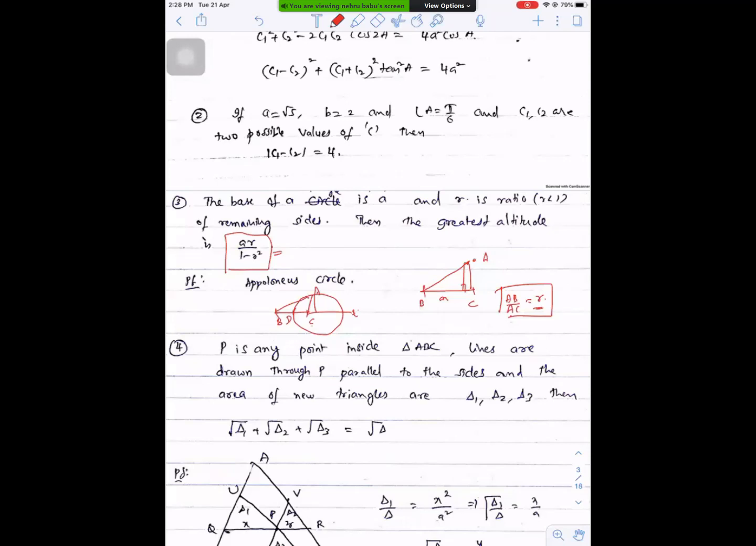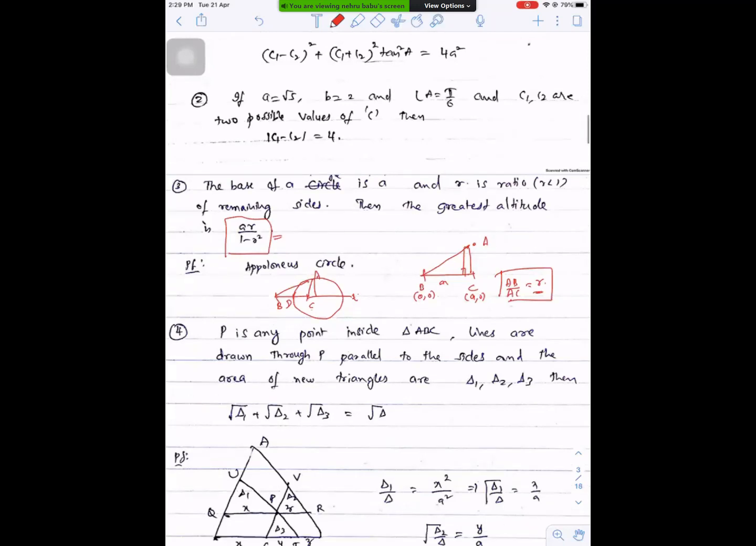Simply what we are doing is, if you assume this point is (0, 0), this point is (a, 0), try to find the points dividing in r:1 ratio internally and externally. Then you will get D point coordinates, E point coordinates. Then DE is the diameter of the circle. We want only the radius. Okay.